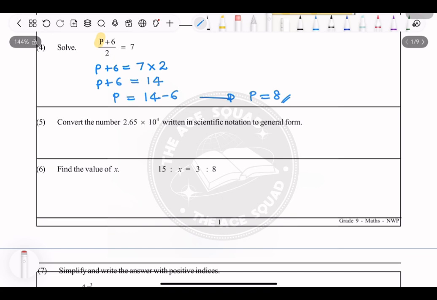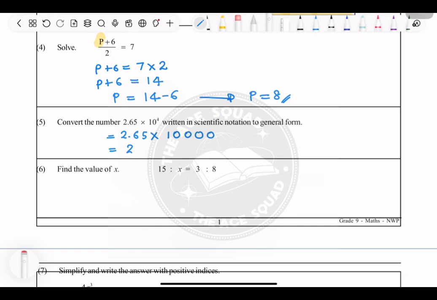Okay, question number 5. Convert the number 2.65 into 10 to the power 4 written in scientific notation to general form. So let's do it step by step. 2.65 into 10 to the power 4 means 10, and you have to add another 3 zeros. So then it becomes, that is what 10 to the power 4 means, right? So this, if you multiply, you'll get its general form.